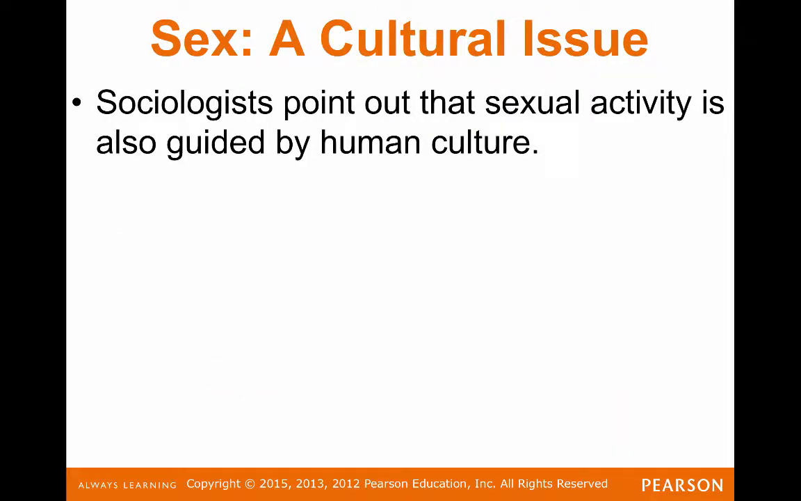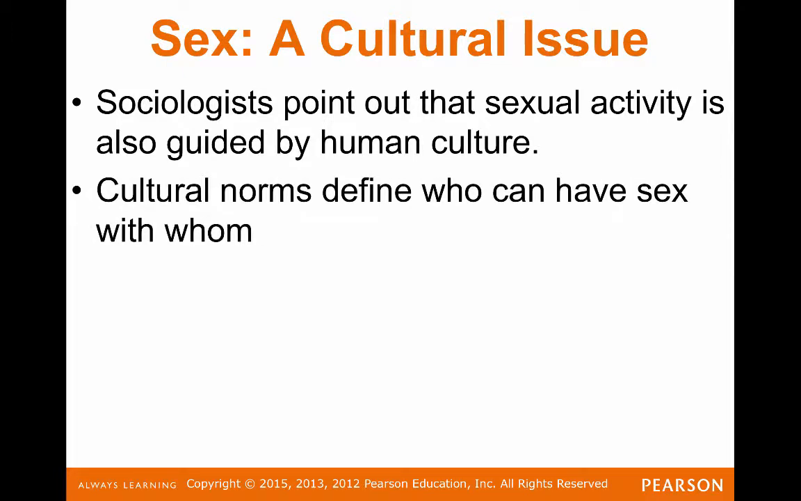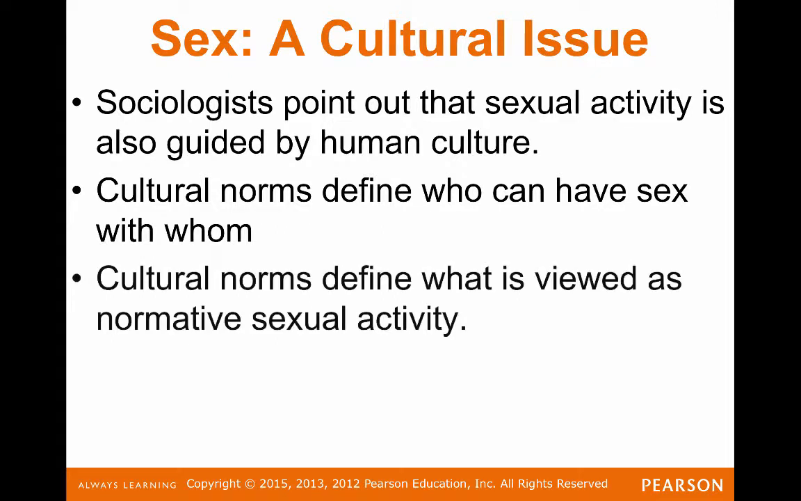So again, sociologists point out that sexual activity itself is also guided by human culture. Cultural norms often are what define who we can have sex with. Typically we have an age of consent, meaning by law, it'll define what age a person can consent to sexual activity. In the United States, it's 18, but it is younger in other countries. So again, it's a social understanding.